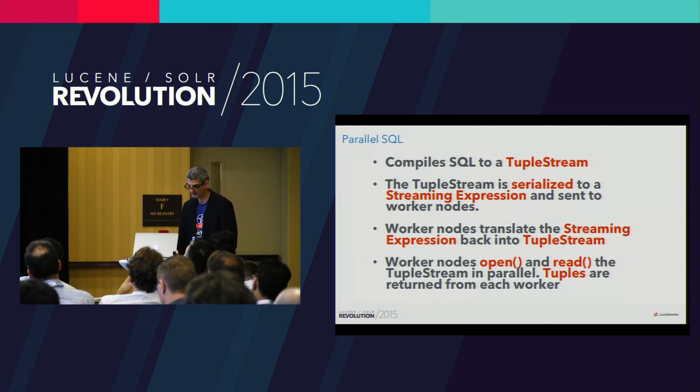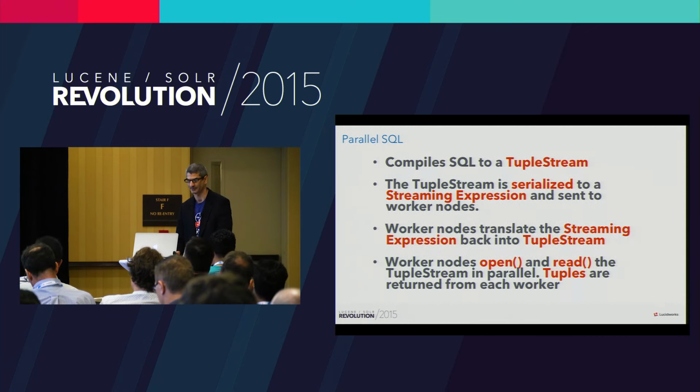Okay, so the last head of it, and kind of like the tip of the spear, is the parallel SQL, which uses everything. The way that it works is that a request is made, and it has a SQL statement, and that SQL statement is compiled to a tuple stream. That tuple stream basically is the streaming API, and that tuple stream is the query plan. The tuple stream is then serialized to a streaming expression. So that is the string expression, the query language, and it is sent to worker nodes. Very efficient way of sending it to worker nodes.